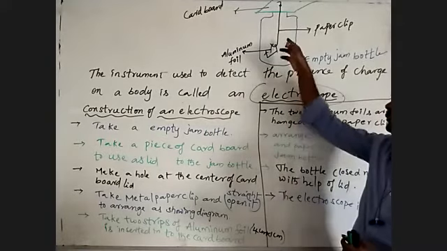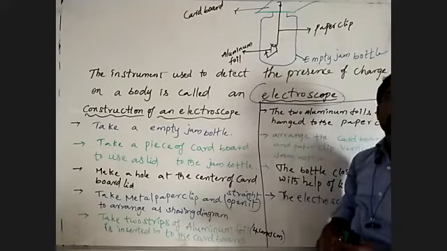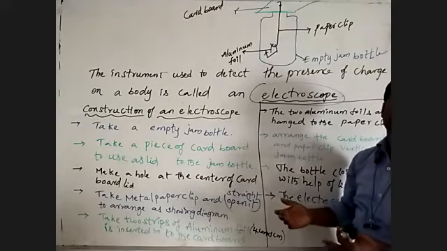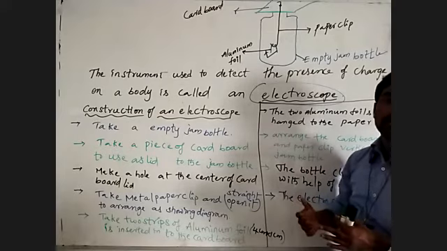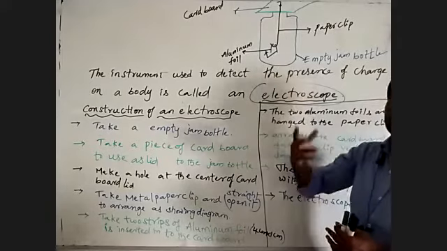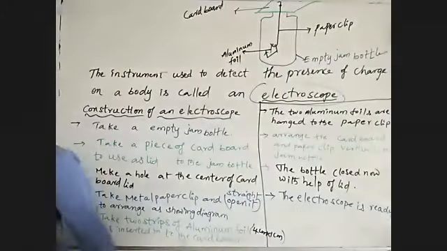The charge will transfer from the paper clip to the aluminum foil. That aluminum foil receives the same type of charge, meaning like charges. Like charges will repel each other. They may move far from each other. It means the two aluminum foils will repel each other. So by that, what happens?